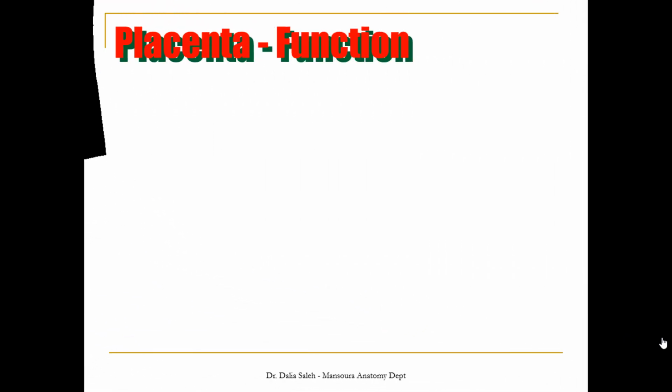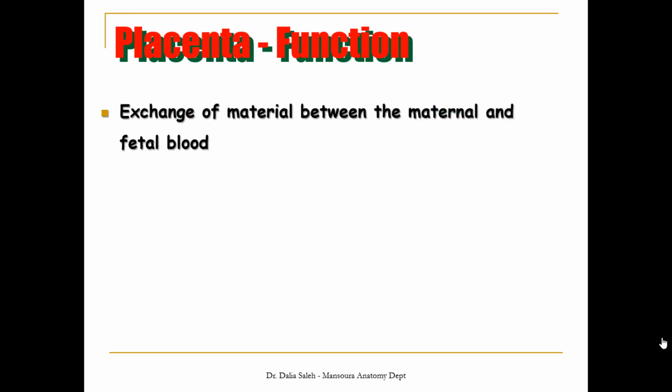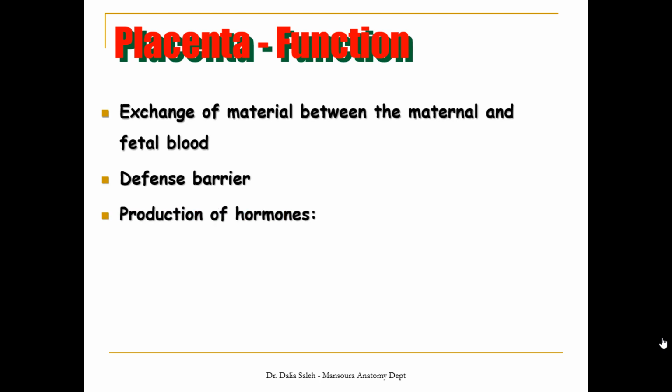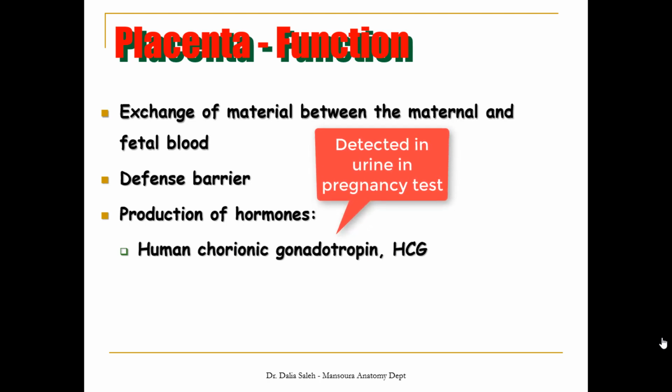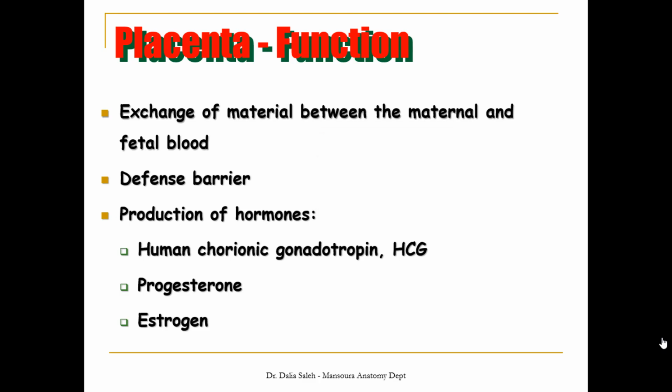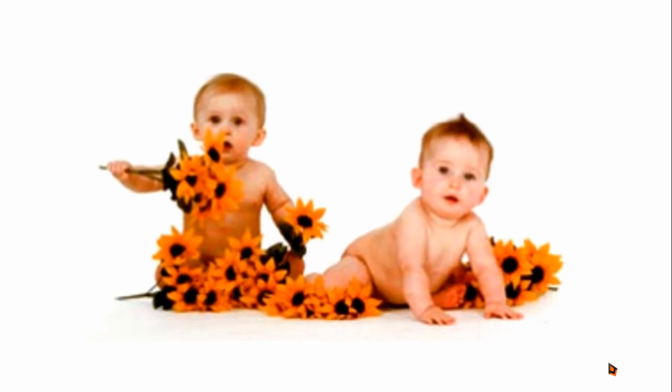So what are the functions of the placenta? The placenta acts as a tool or a means for exchange of material between the mother and the fetus. It acts like a defense barrier. It produces hormones like human chorionic gonadotropin, progesterone, and estrogen. Now let's move to the final topic, which is the twins.